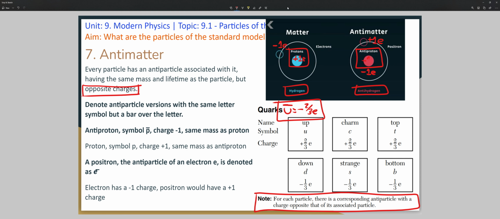And if you think about it, we do use antimatter in real life. They're called PET scans. They're used in the medical field. That's how certain things are imaged. They shoot out positrons.